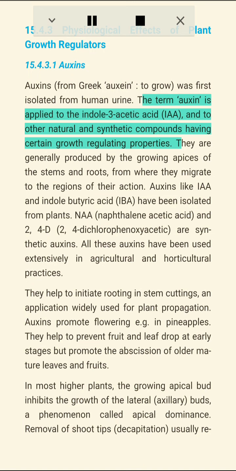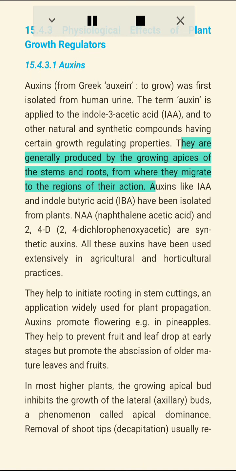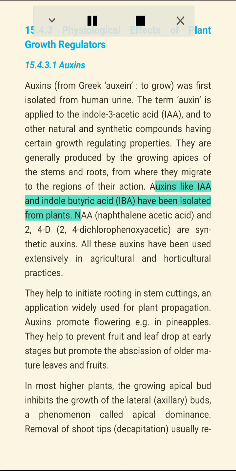15.4.3 Physiological effects of plant growth regulators. 15.4.3.1 Auxins. Auxins, from Greek auxein, to grow, was first isolated from human urine. The term auxin is applied to the indole-3-acetic acid, IAA, and to other natural and synthetic compounds having certain growth-regulating properties. They are generally produced by the growing apices of the stems and roots, from where they migrate to the regions of their action.